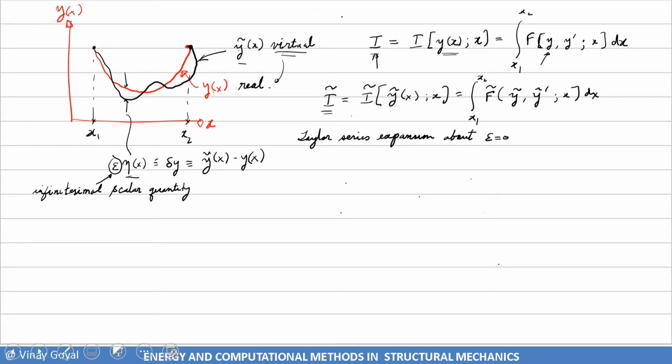Okay? And so, what I want to do is to make this virtual function, I want that to be close to that real function. That's really what I want. And so I want to do a Taylor series expansion about epsilon. And what we discussed is that we can do that very simply as this.